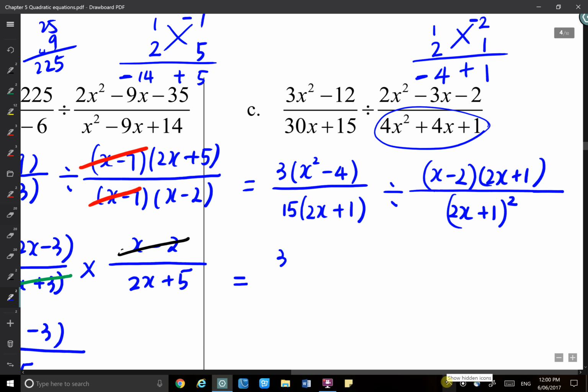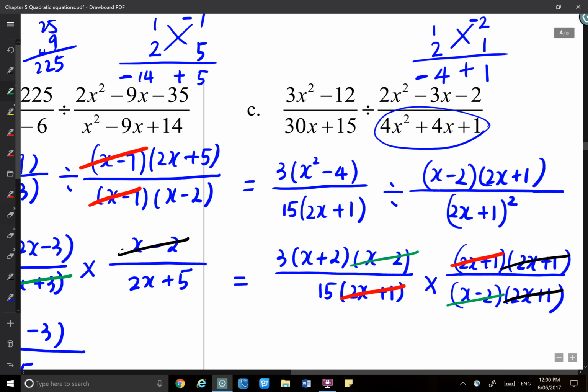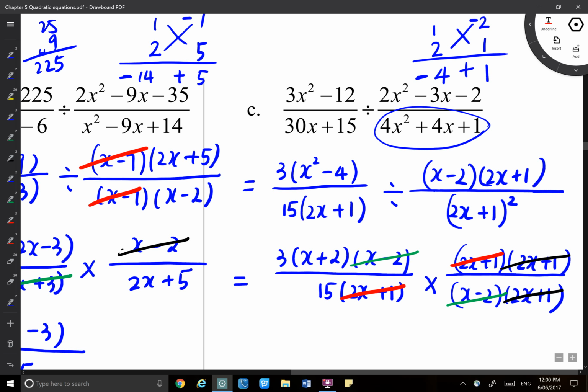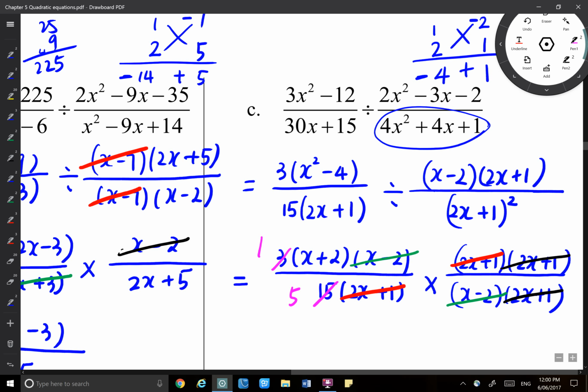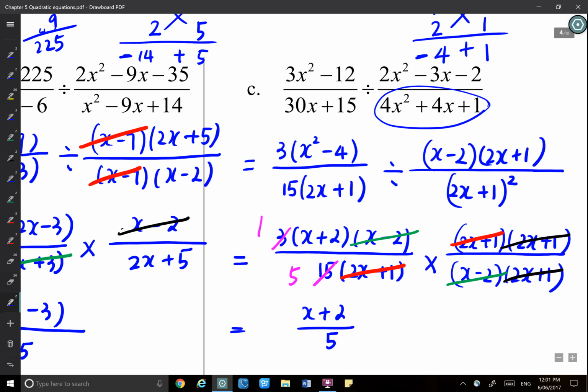Well, I can have 3x plus 2 and x minus 2 over 15, 2x plus 1, times, on the top, 2x plus 1, 2x plus 1. Expand for x minus 2 and 2x plus 1. Those 2x plus 1 can go. I have x minus 2, they go, and 1 and 15. That's 1, that's 5. So what has been left is x plus 2 over 5.